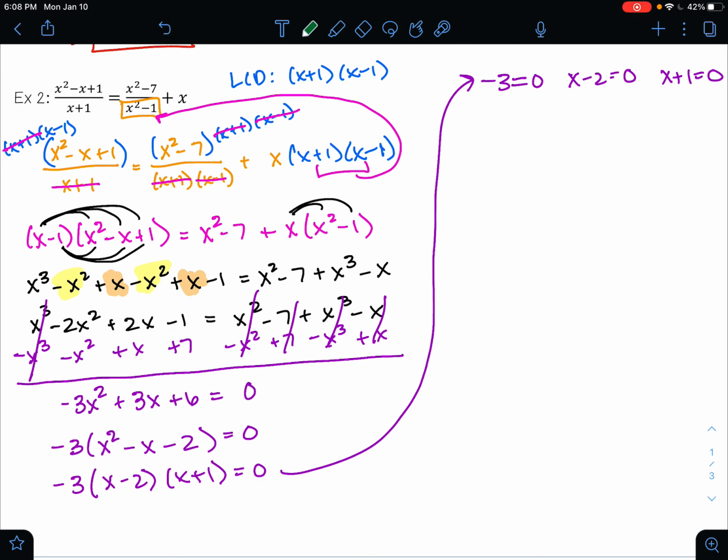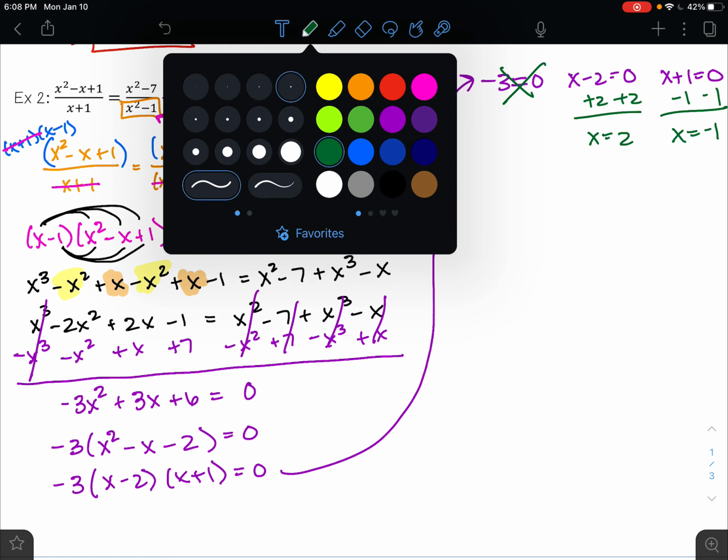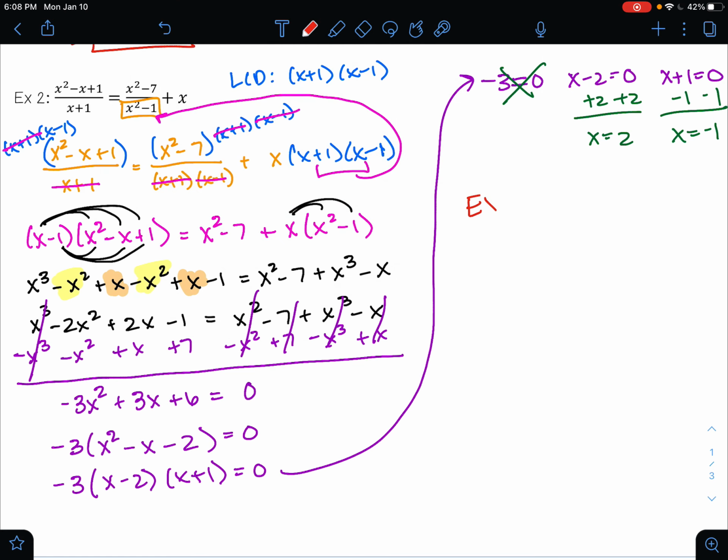Negative 3 equals 0 is a false statement, so we don't have to worry about it. To undo subtraction, I'm going to do addition and get x equals 2. To undo addition, I'm going to do subtraction and get x equals negative 1. Now that we have found solutions, we need to check for extraneous solutions by looking at our excluded values.